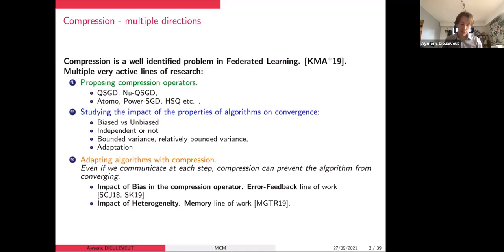So I'm going to present this trick in detail, and some of what we do is going to be based directly on that intuition. And one intuition is that even when we communicate at each step, basically compression can prevent the algorithms from converging if we have heterogeneity between the workers.